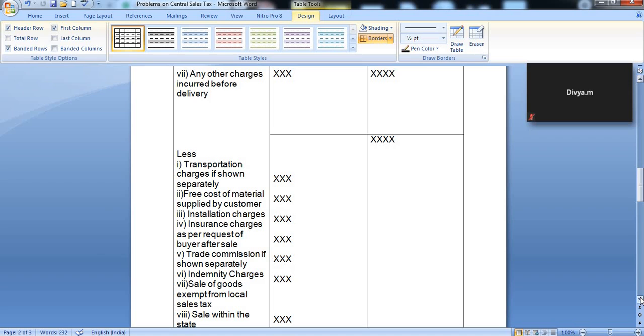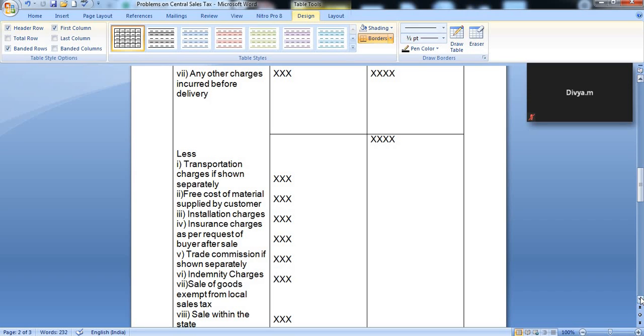So from this total you have to deduct transportation charges if shown separately. Means suppose, let's take for example, total transportation charges are 50,000 rupees, and out of that 20,000 is shown separately in the invoice, 30,000 is included in the sales figure. So that 20,000 which is shown separately, that has to be deducted from this figure.